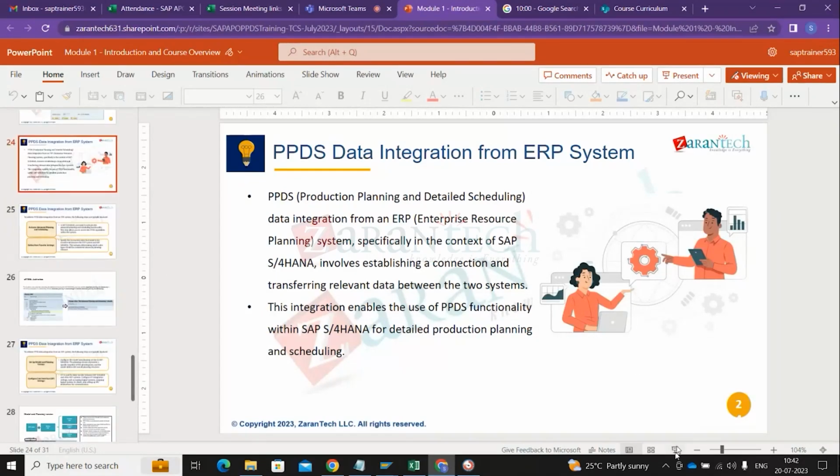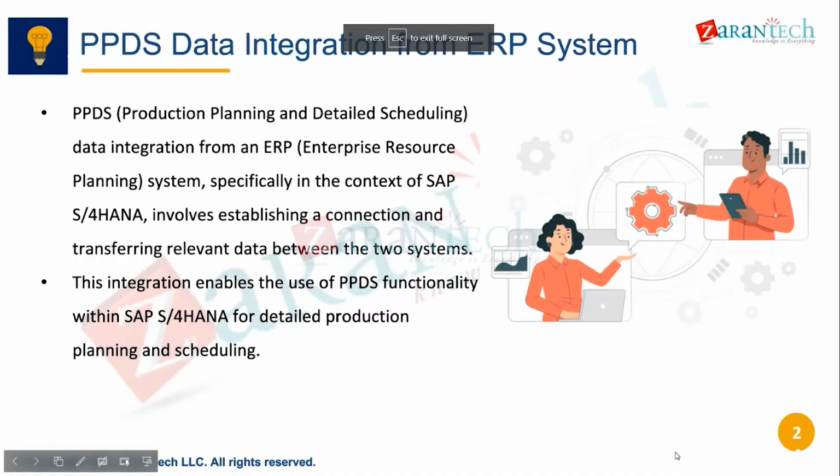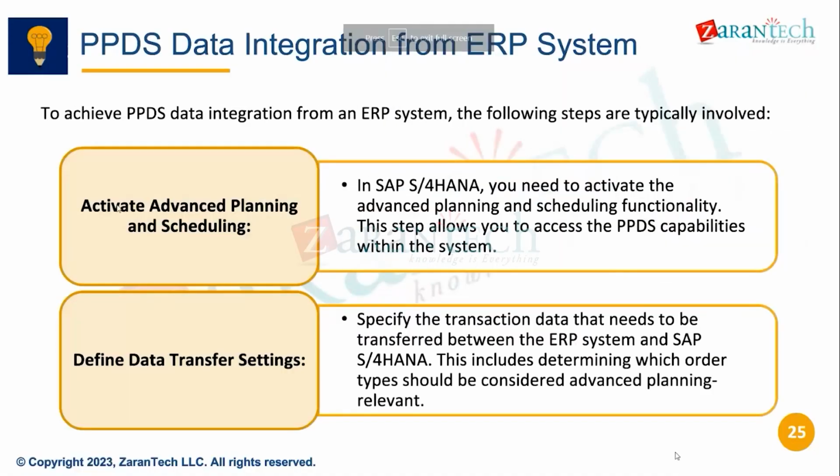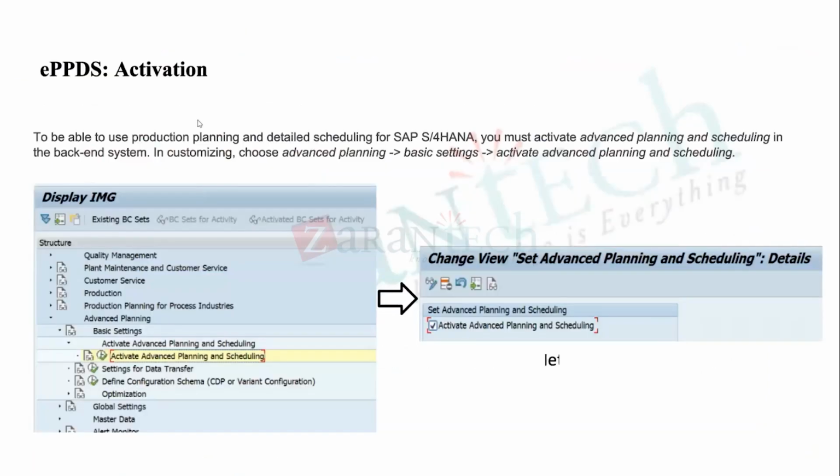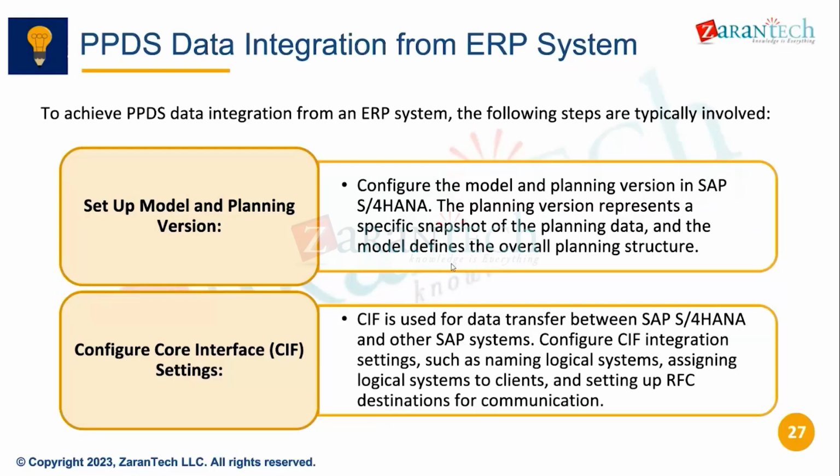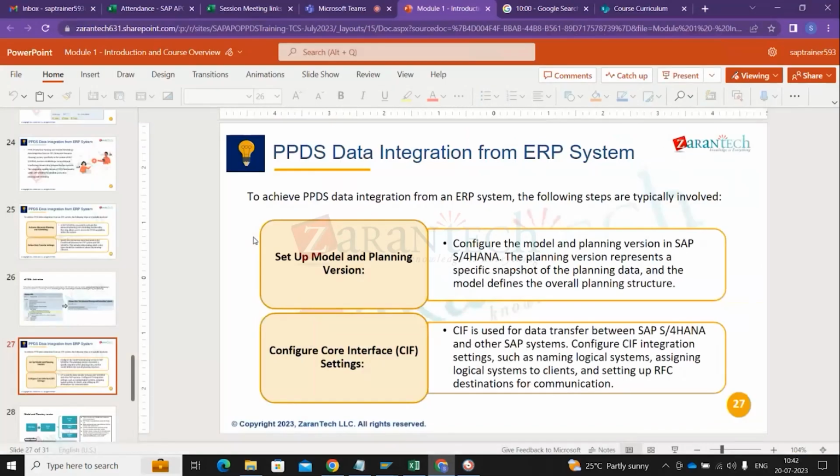So let us go to the next setups that are required before we go for activation. This advanced planning and activation we saw, define the data transfer settings we saw, correct? PPDS activation. And then there are these two things: setup of model and planning version. We have seen the core interface activation, also logical system and so on. But since it is mentioned here, I'll speak about this also. Setting up of a model and planning version is the third and most important part.